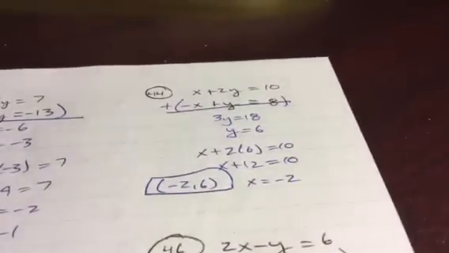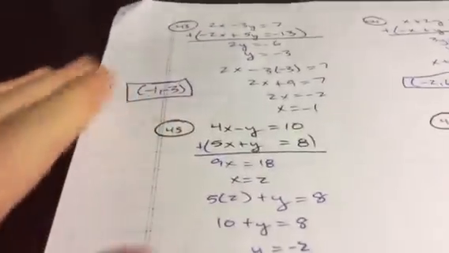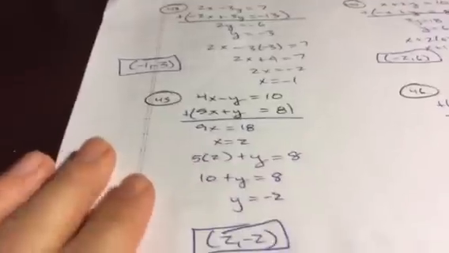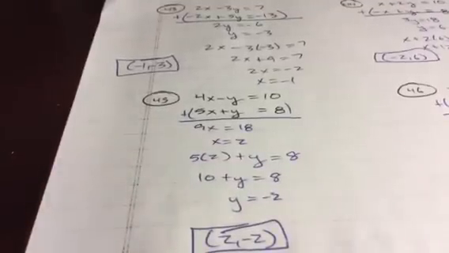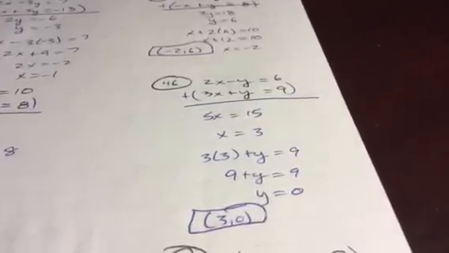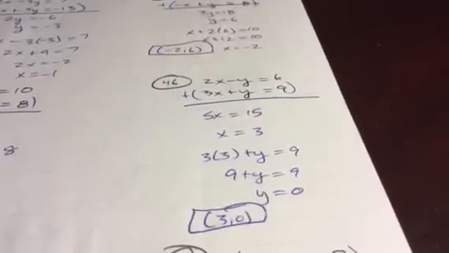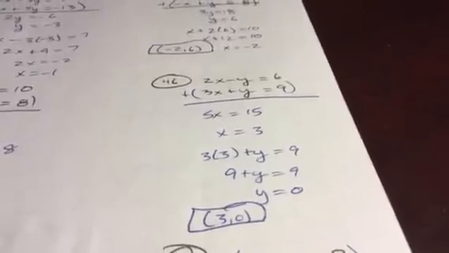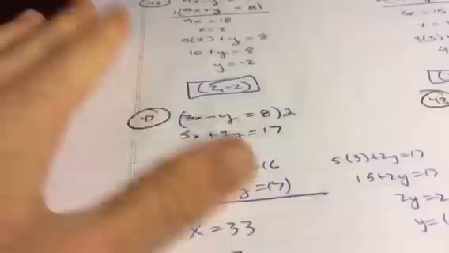On 44, the x's are opposite. Add the equations together. You're going to get y is 6. Plug 6 in for y. X is -2. 45, add the y's together. You get 9x is equal to 18. X is 2. Plug 2 in for x. Y is -2. 46, add the equations together. Y's are opposite. You're going to get 5x is 15. X is 3. Plug 3 in for x in either equation, and you're going to get y is 0.